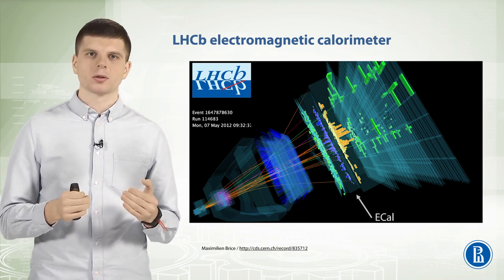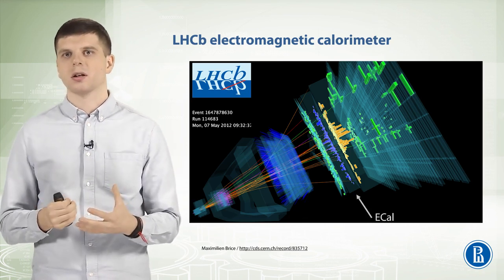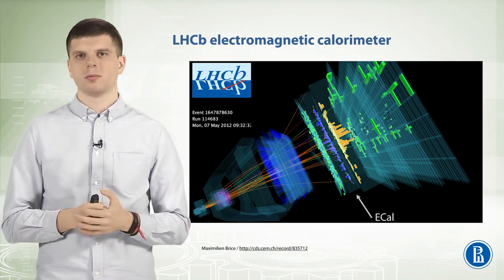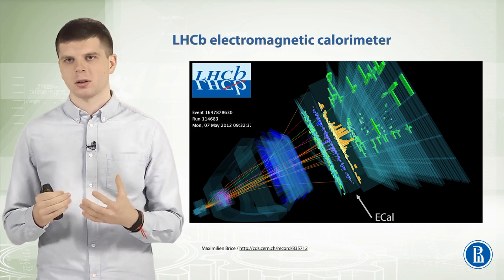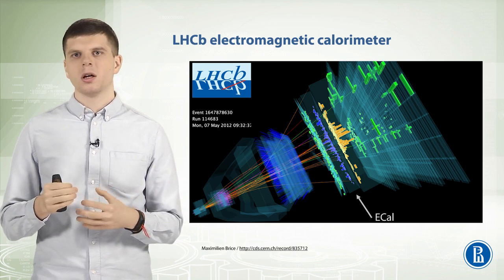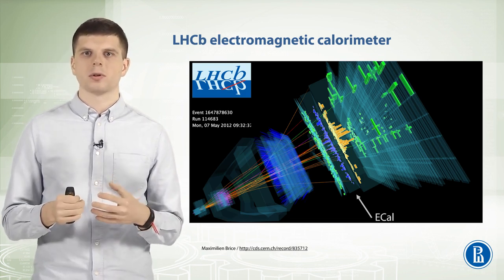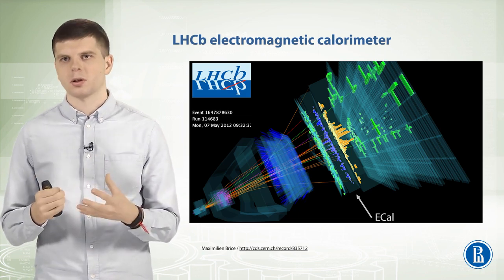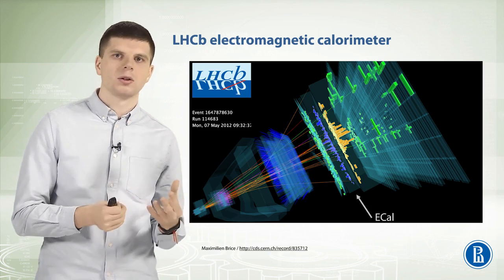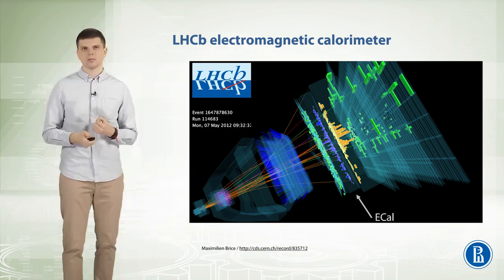Moreover, photons also create clusters in the calorimeter, but they leave no hits in the tracking system, and their tracks are not recognized. So machine learning can be used to recognize clusters for photons and separate them from clusters for electrons or just noise clusters. So electromagnetic calorimeters are also responsible for photon detection.